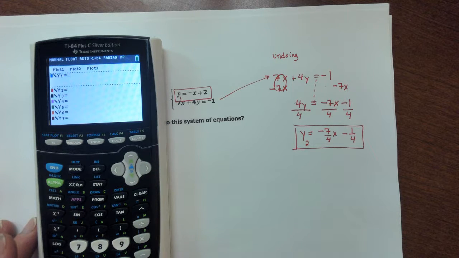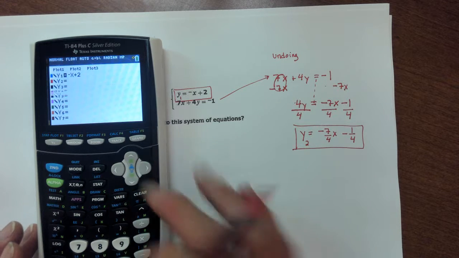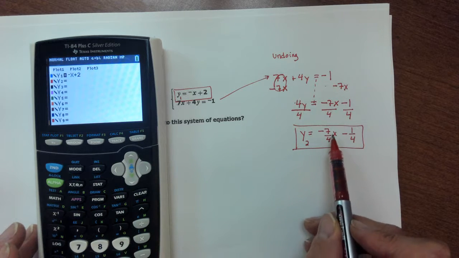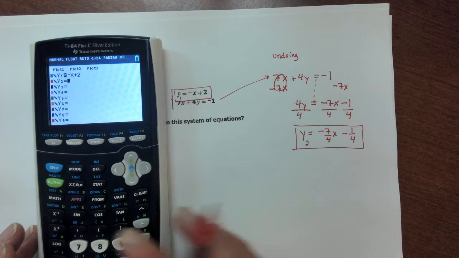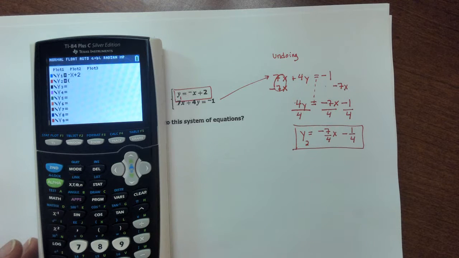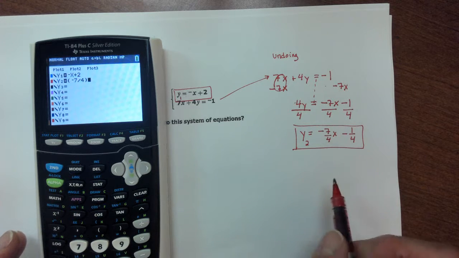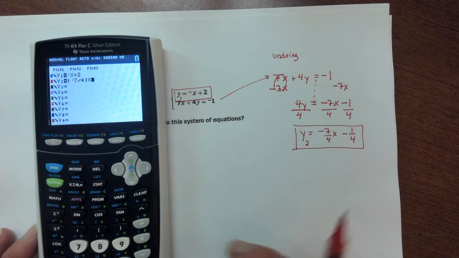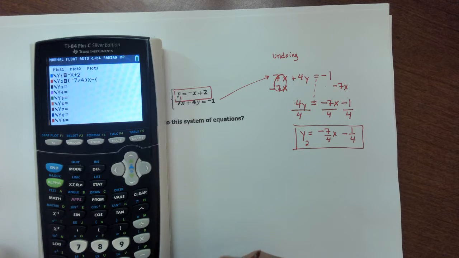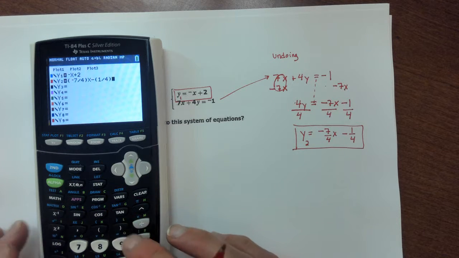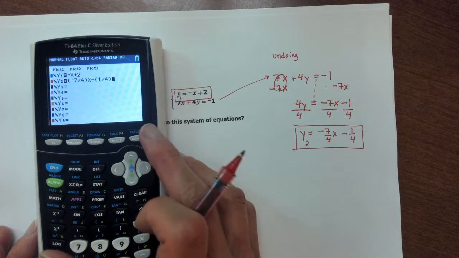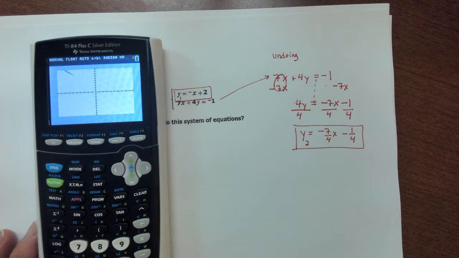So I'm going to put in negative x plus 2 in y1, and then in y2, you can use a fraction thing if you want, or you can do parentheses. I'm going to use parentheses for right now. Negative 7 divided by 4, that's my fraction, times x minus, and I can do this too, 1 divided by 4. Okay, so I'm going to graph them, and remember, I'm looking for the intersection.